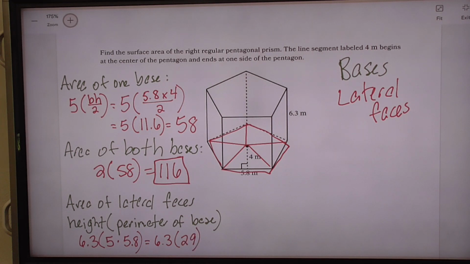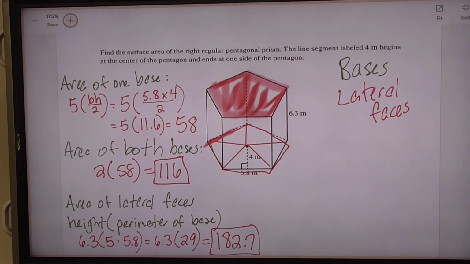Which means the area of my lateral faces, I'm going to do 29 times 6.3, and that's going to give me 182.7. So the 116 that we have right here in the square, that is the area of this one and the area of this one at the bottom. The 182.7 is the area of all of those rectangles that hold those two pentagons together, right?